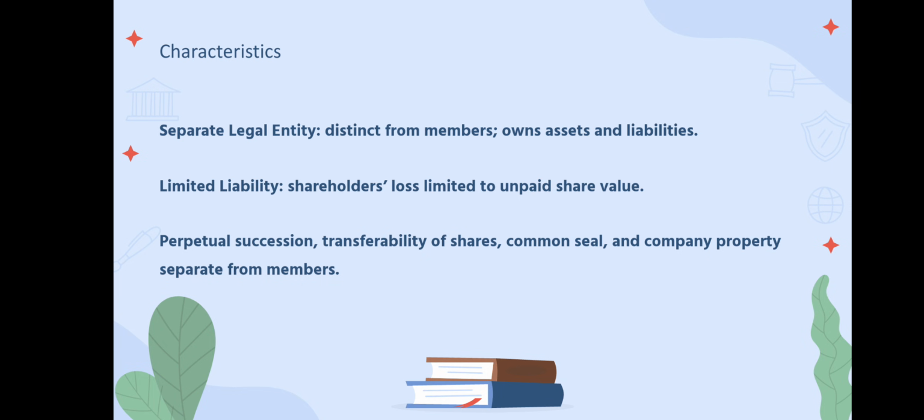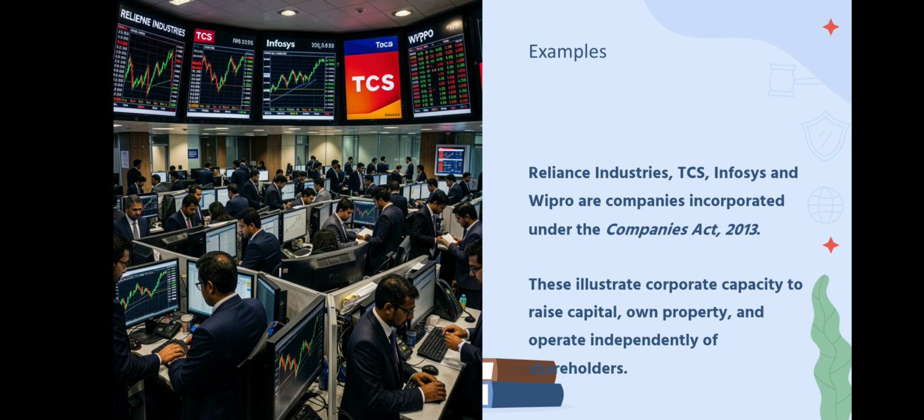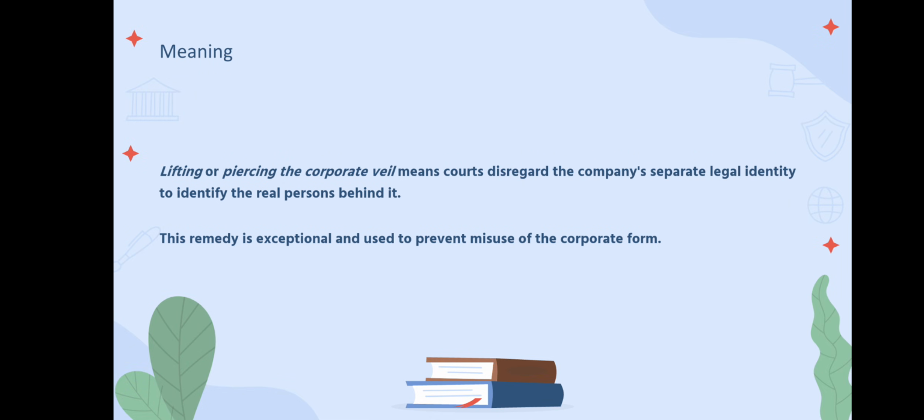Then the final characteristic of a company is company property. Company assets belong to the company, not shareholders. For example, a company owns a building worth rupees 50 lakhs. Even if a shareholder owns 90% of shares, he cannot claim that building as his personal property. Then the next topic is the corporate veil. The legal separation between a company and its owners is called the corporate veil. For example, shareholders are normally protected from company liabilities. If a company has debts, creditors generally cannot collect money from shareholders' personal property.